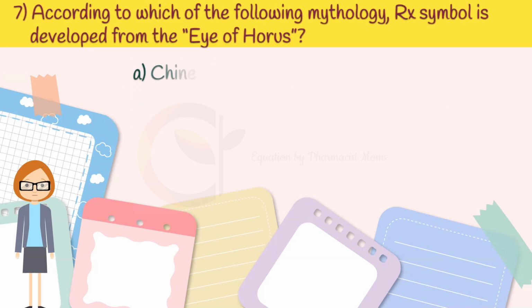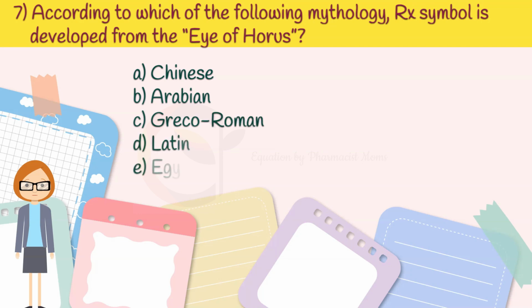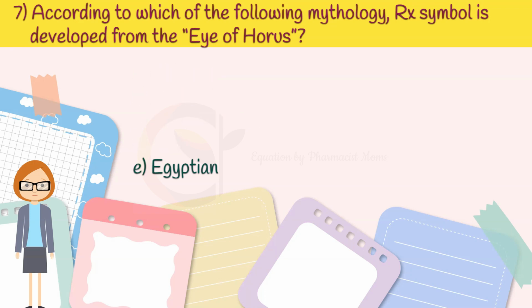Question 7. According to which of the following mythologies is the Rx symbol developed from the Eye of Horus? Option A, Chinese. Option B, Arabian. Option C, Greco-Roman. Option D, Latin. Option E, Egyptian. The correct answer is option E.